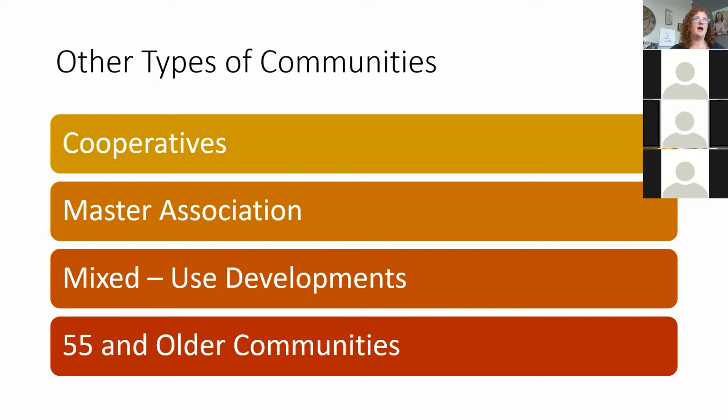The master association is set up to govern globally, and then the sub-associations might have different sets of documents. A mixed use could be where you might have one type of product, but different uses. You might have commercial, you might have residential. And then you have a 55 and older community, which are generally deed restricted, where you have to be of that age or have someone in your household over that age. We don't see as many of these product types in Central Oregon or even really in Oregon, but they are part of what makes up the body of community associations.